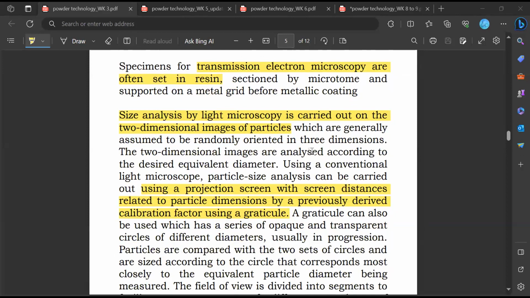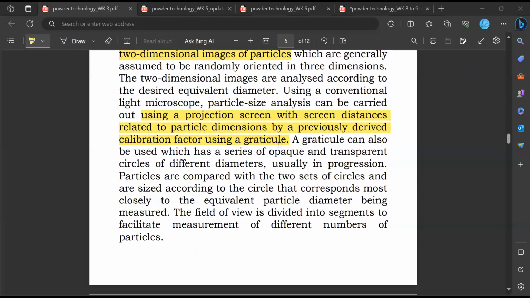Light microscopy is usually carried out with 2-dimensional images, so you can project those images and see the size of the particle. You can use a projection screen with the screen distances related to the particle dimensions, using a reticule. We've done this in microbiology, where the graticule is usually that black line, and you can see the size of the particles.